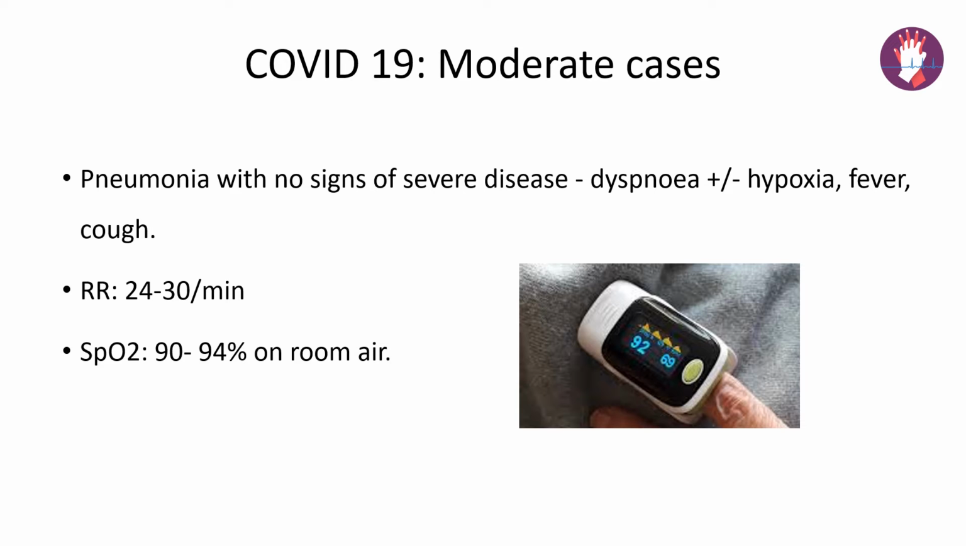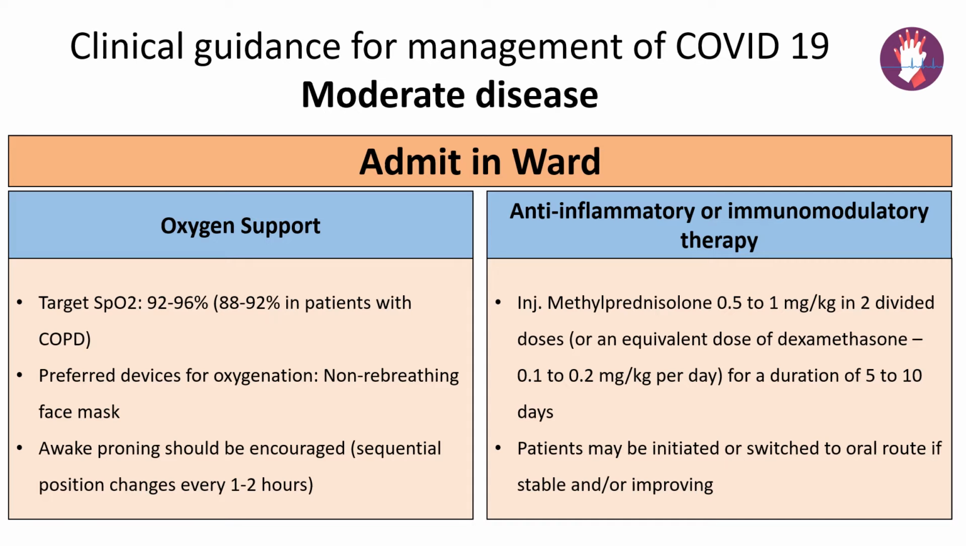So if it is going below 90, or if the tachypnea goes above 30 per minute, then we are looking at somebody who has severe COVID with lung involvement which is extending beyond the lung margins. So the clinical guidelines as they exist currently for moderate disease: of course, all these patients need to be admitted into an oxygenated bed for medical as well as nursing input. The target saturation for these patients under oxygen support is 92 to 96%. So mind you, we are not looking at 100% oxygen saturation. And for COPD patients, we are looking at a target of 88 to 92% saturation with oxygen support.